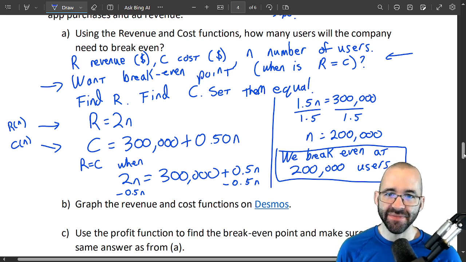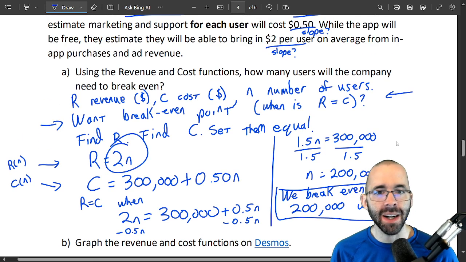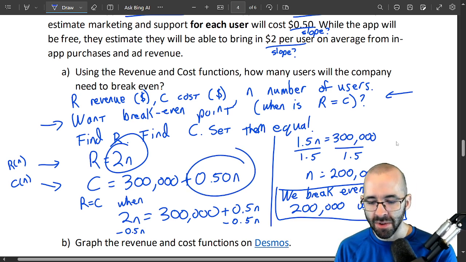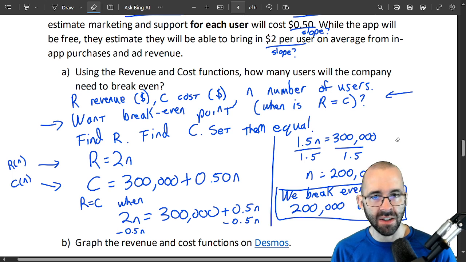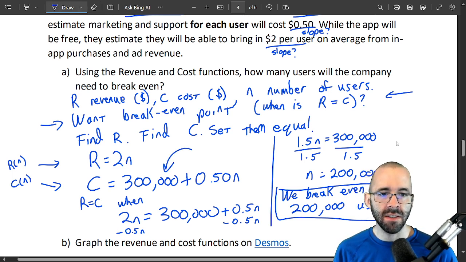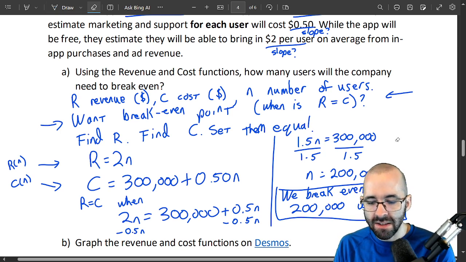All right, we double check, make sure our answer makes kind of sense. If we're making $2 for every user and we're losing 50 cents, we're making $1.50 per user. To make up for all that development cost, 200,000 users is going to get 200,000 times 1.5. Yeah, that's 300,000. Our answer makes sense.